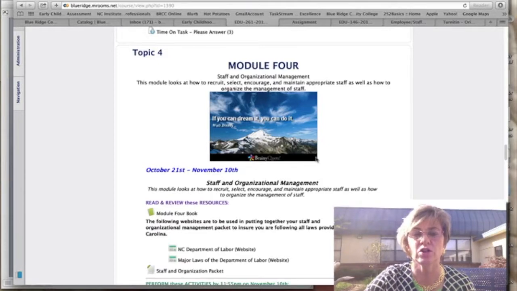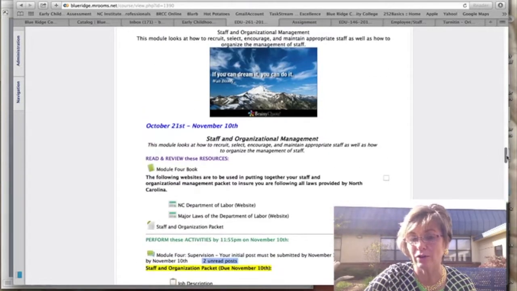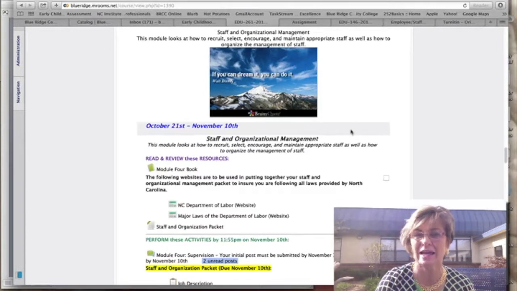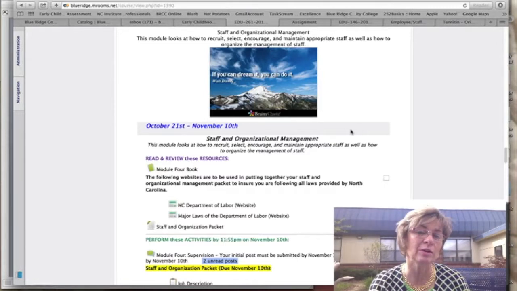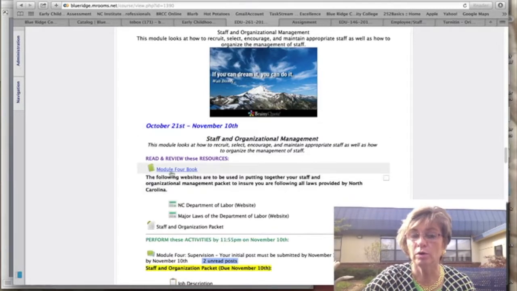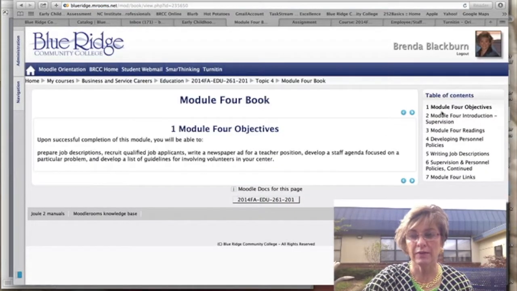I love this picture. If you can dream it, you can do it. So think about the things that you dream about for your staff. If you dream about your staff relations, and how you are able to get appropriate staff and manage and encourage that staff, you can do it if you really put your mind to it.